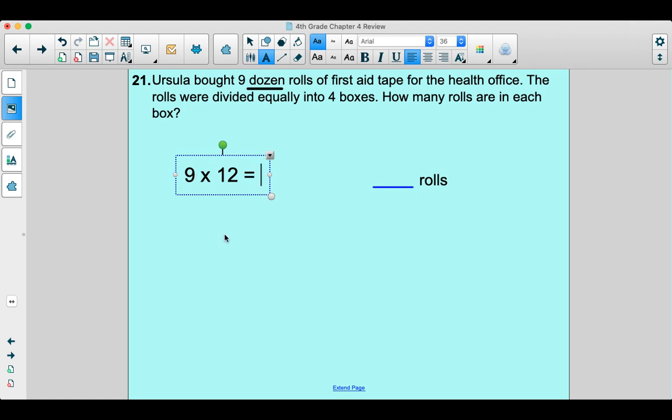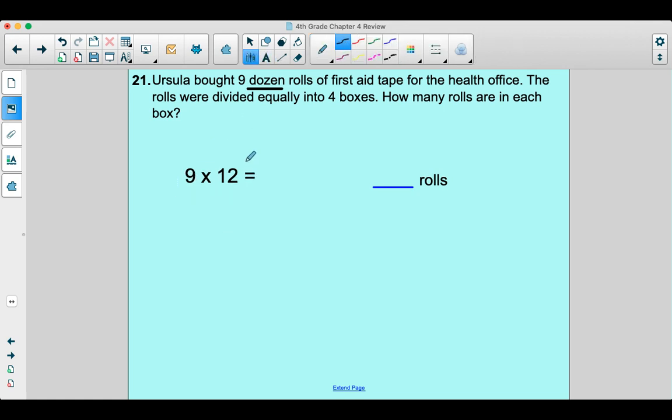All right, so even though this is now multiplication, I'm still using the distributive property because I can't live without it. So I'm going to break my 12 into a 10 and a 2. 9 times 10 is 90.